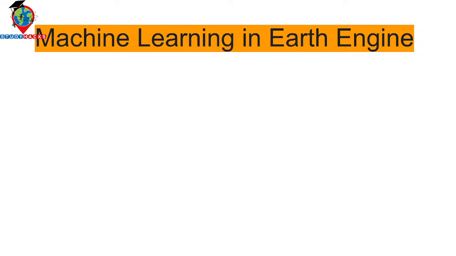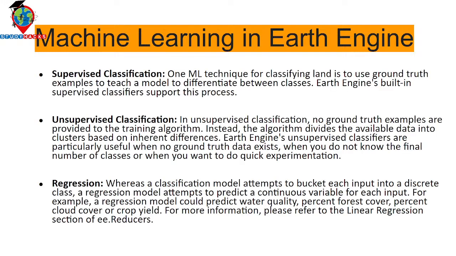Basically, we can use three types in the Google Earth Engine platform: supervised classification, unsupervised, and regression. So now I will talk about supervised. Basically, with a supervised classification method or machine learning technique, you must have training samples. Suppose you want to make a land use land cover classification map using supervised classification.